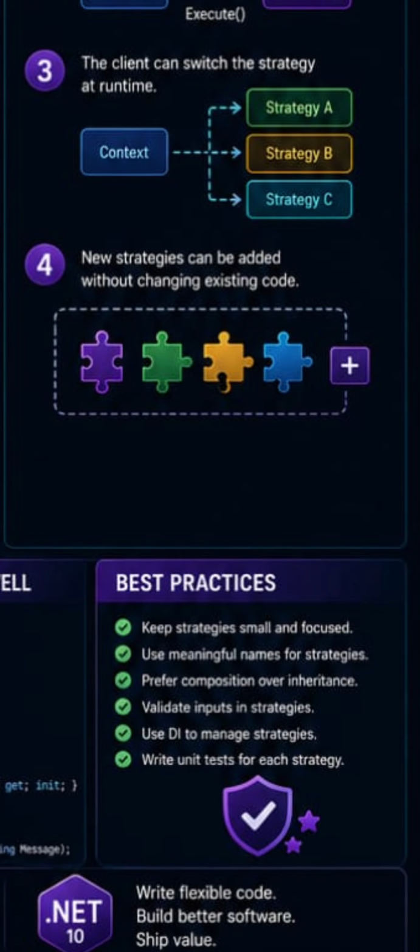Then the best practices for that: keep the strategies small and focused. Use meaningful names for strategies, aligning with the business requirements, of course. Prefer composition over inheritance. Validate inputs in strategies. Use dependency injection to manage strategies. Write unit tests for each strategy.